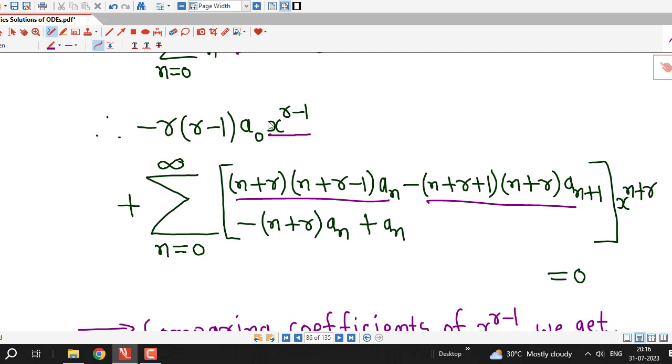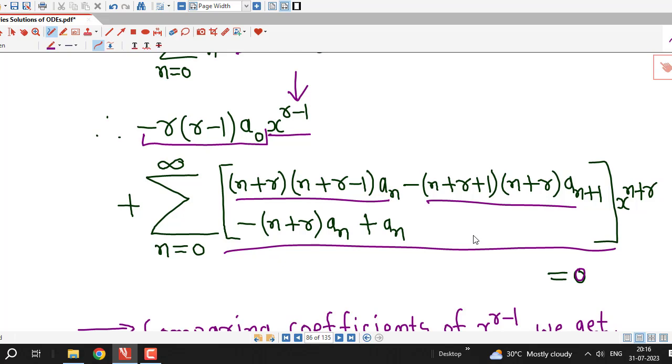Now here, the coefficient of x raised to r minus 1 is this quantity, and this quantity is the coefficient of x raised to n plus r. So first we compare the coefficient of x raised to r minus 1 to write down the indicial equation. Because we have 0 on the right hand side, this equality holds if and only if the coefficients of x raised to r minus 1 and x raised to n plus r are 0. That means we must have minus r minus 1 a0 equal to 0 and this bracket equal to 0.